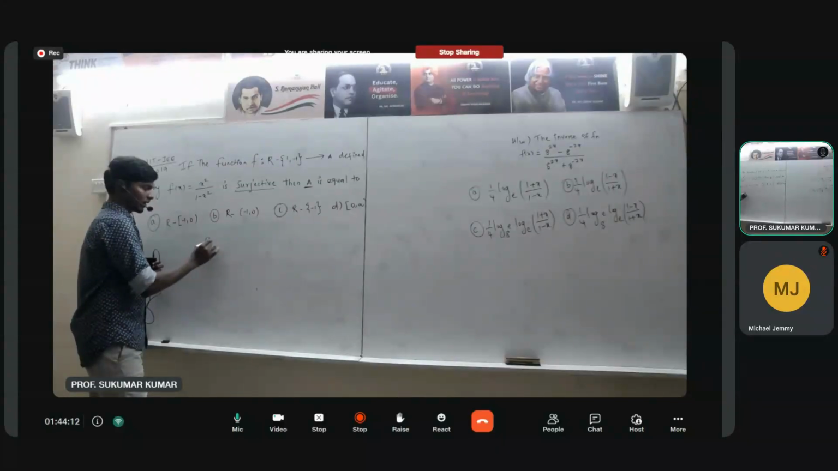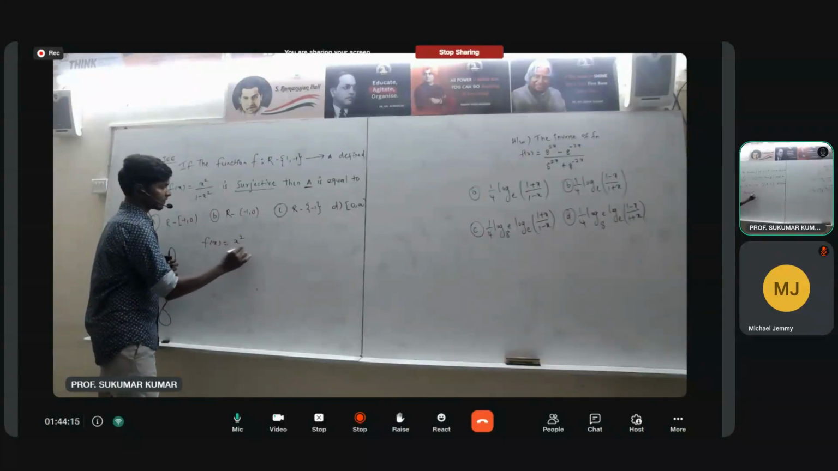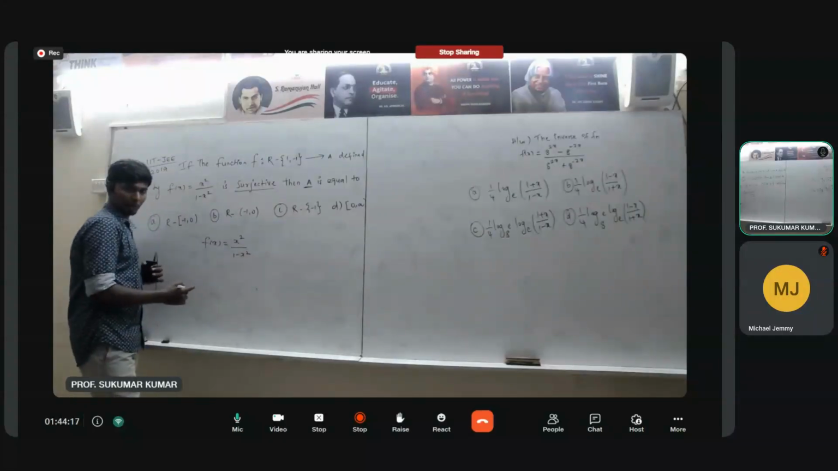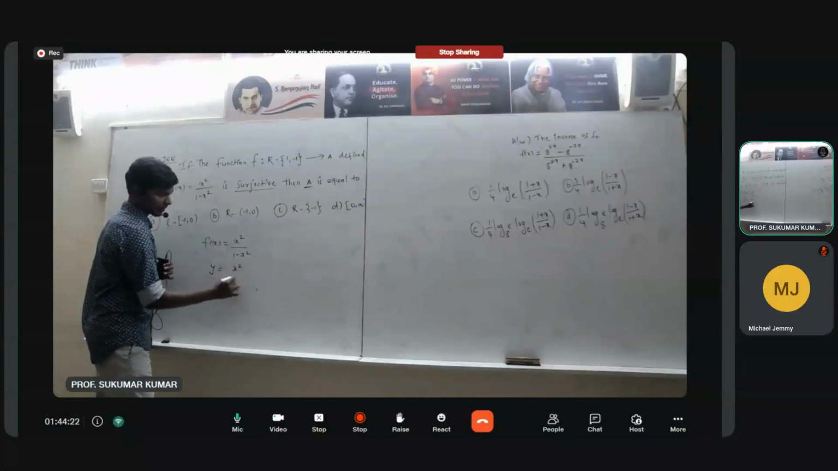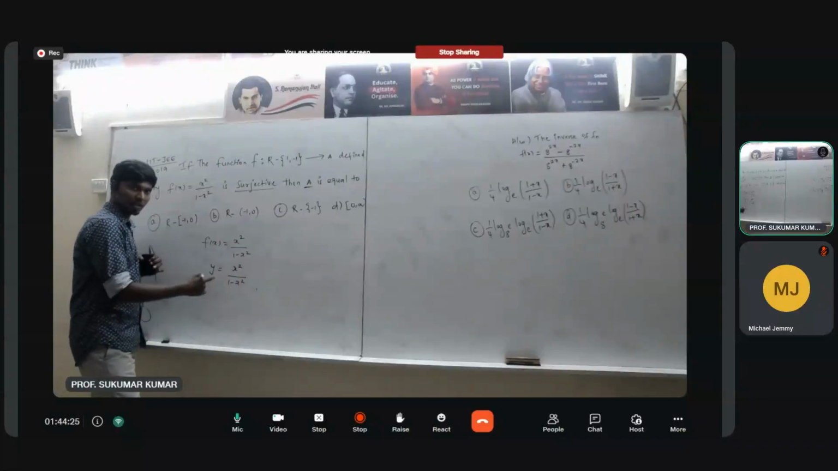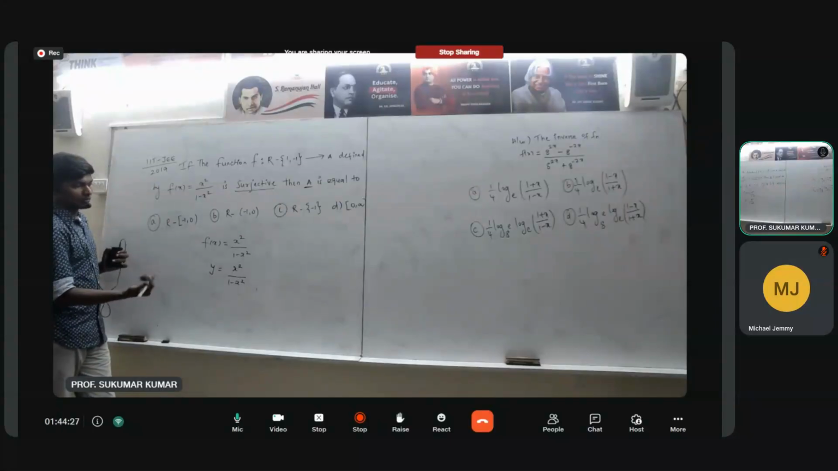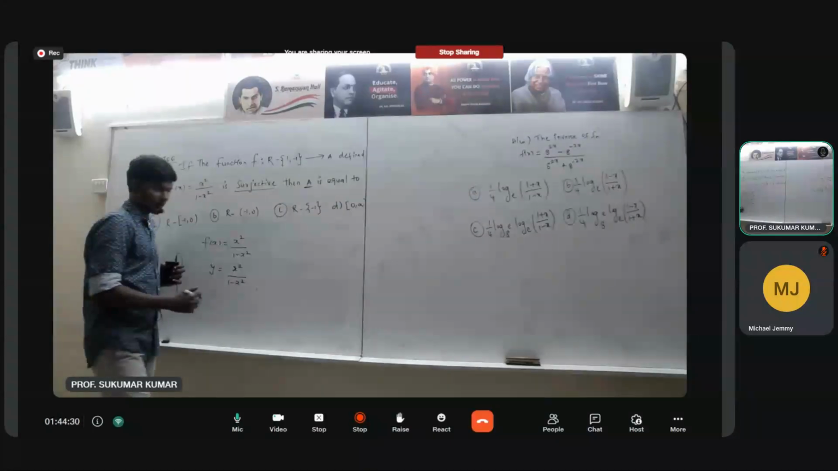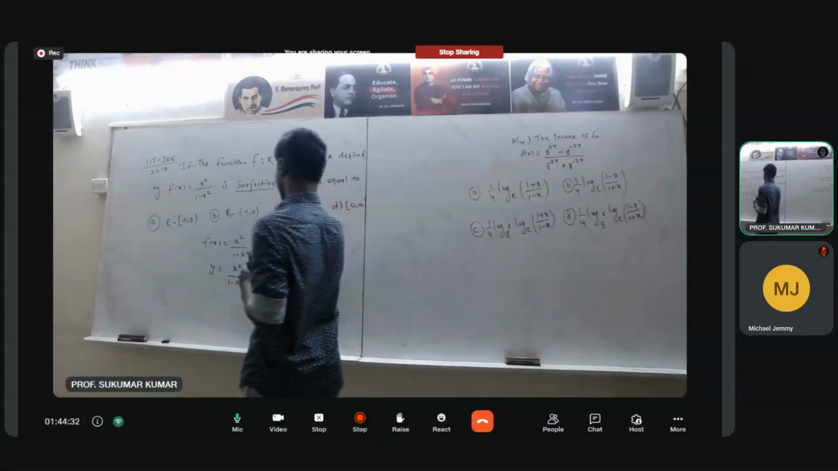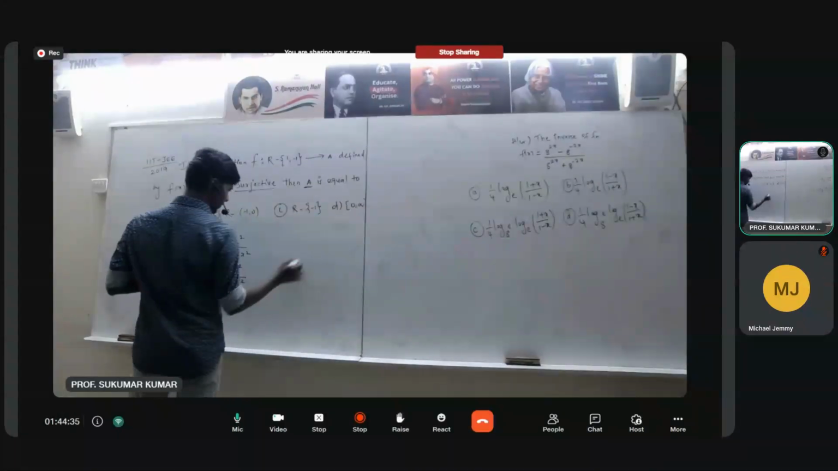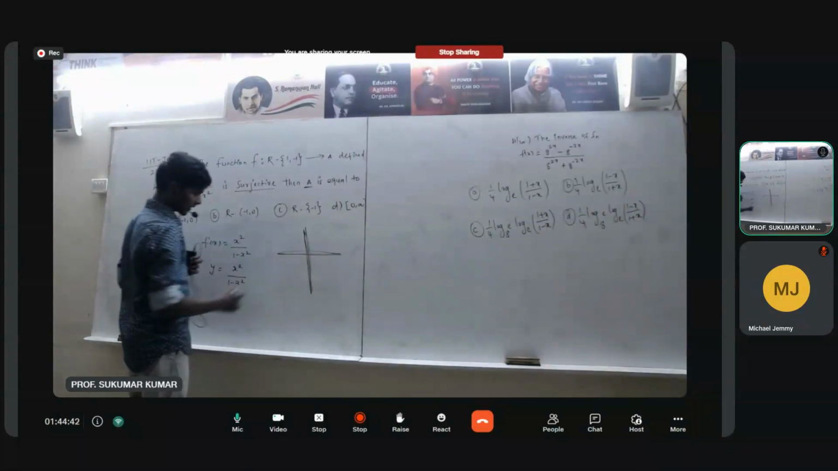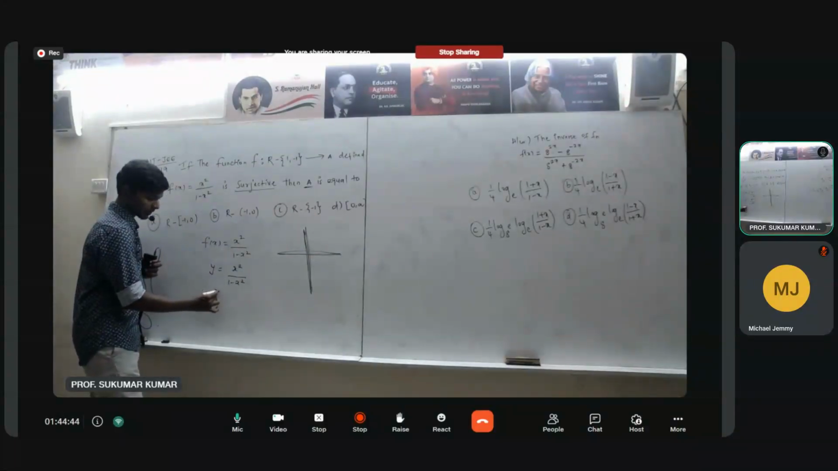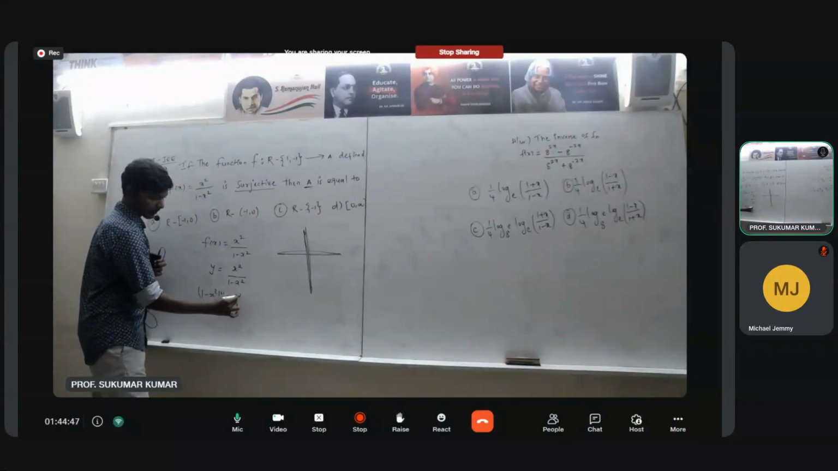Same thing. f of x is equal to x squared divided by 1 minus x squared. Okay, and just change it to y. y equals x squared divided by 1 minus x squared. Same, we are preparing, complete x and y. Because range is denoted by y, I mean codomain, and this is your domain, right? So 1 minus x squared times y is equal to x squared.